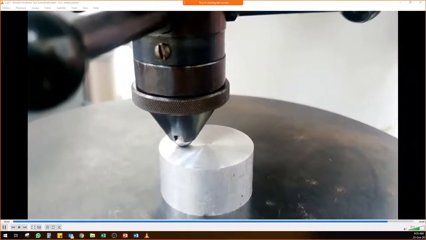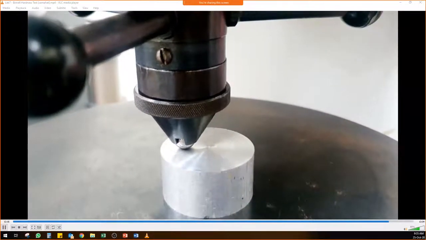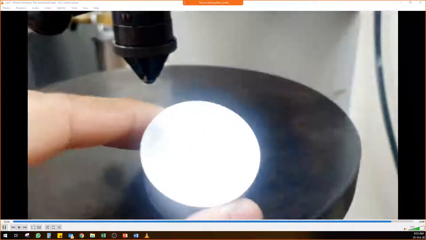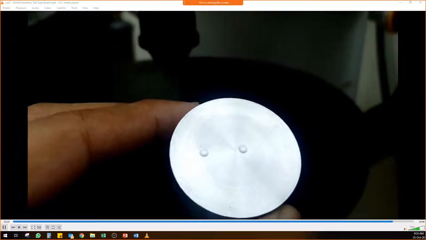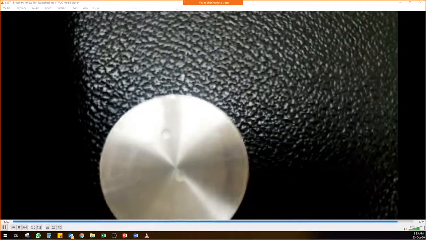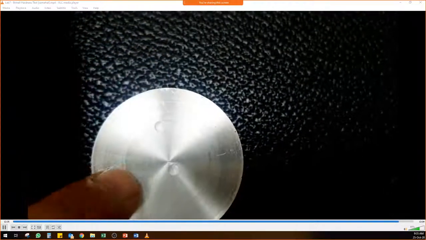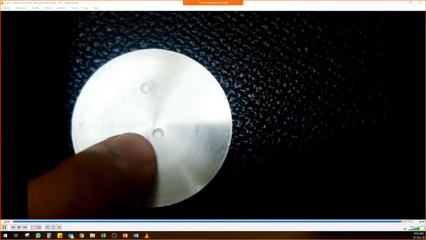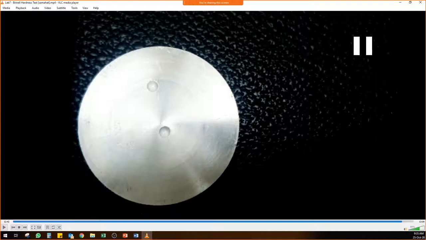Now releasing the load. Now we have two marks here and the sample is ready for microscope examination. Okay, now the third sample, which is aluminium, is tested in the microscope, and the first indentation mark is found out to be 3.2 millimeters, while the second indentation is found out to be 3.15 millimeters. So you can see it became into the 3 millimeters range, significantly bigger than the brass.